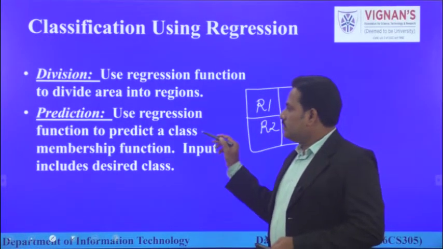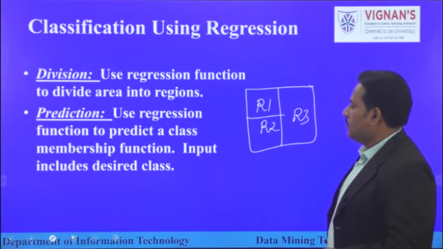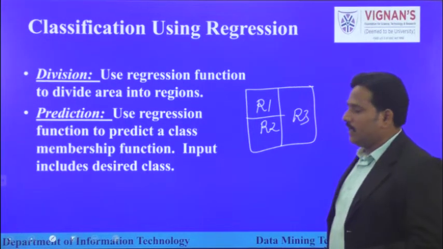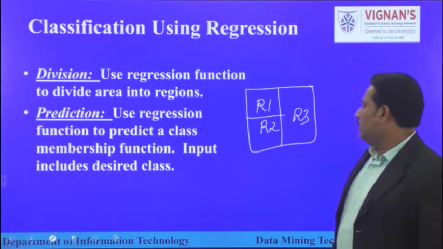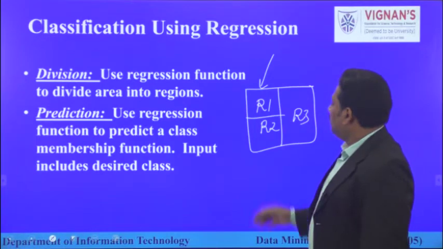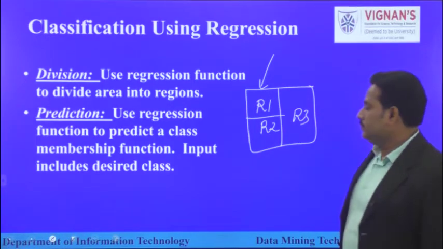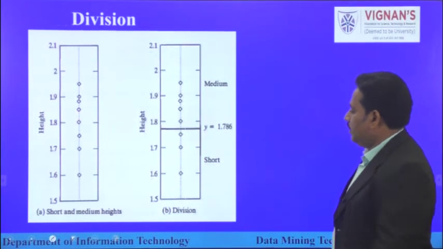After the division of the data, we are going to apply another function called prediction. Use the regression function to predict a class membership function. Input includes the desired class. That means if any value belongs to region 1, give a class label as R1. So here we are applying data like this.